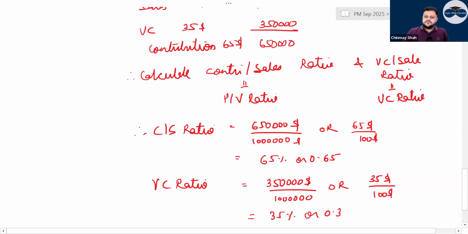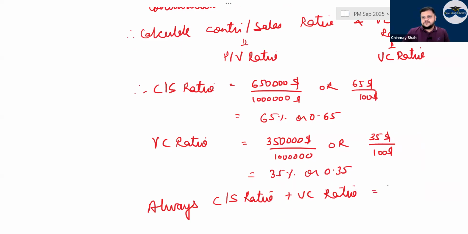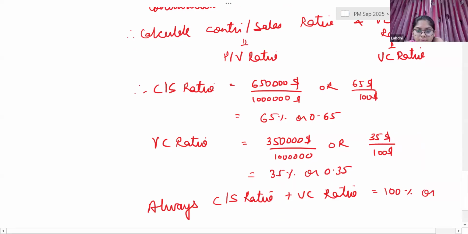Now, can I say that always contribution by sales ratio plus variable cost ratio will be equal to how much? How much? 100%, or 1, whatever you want to say.